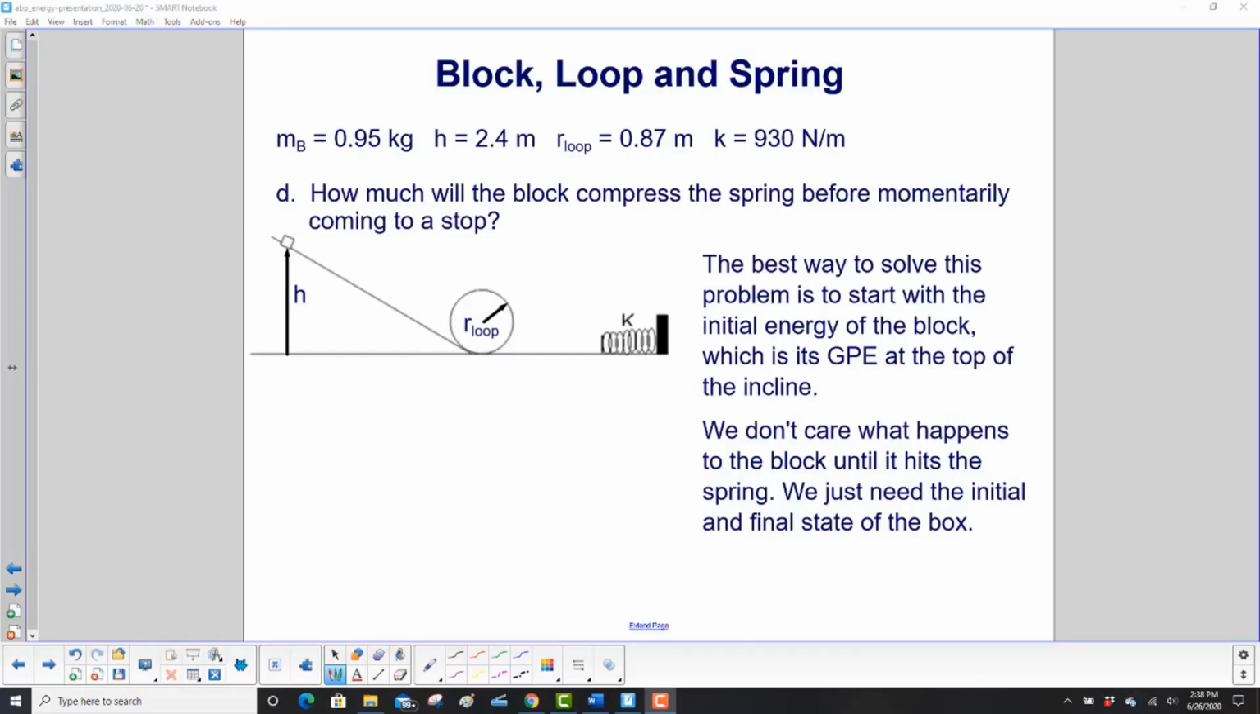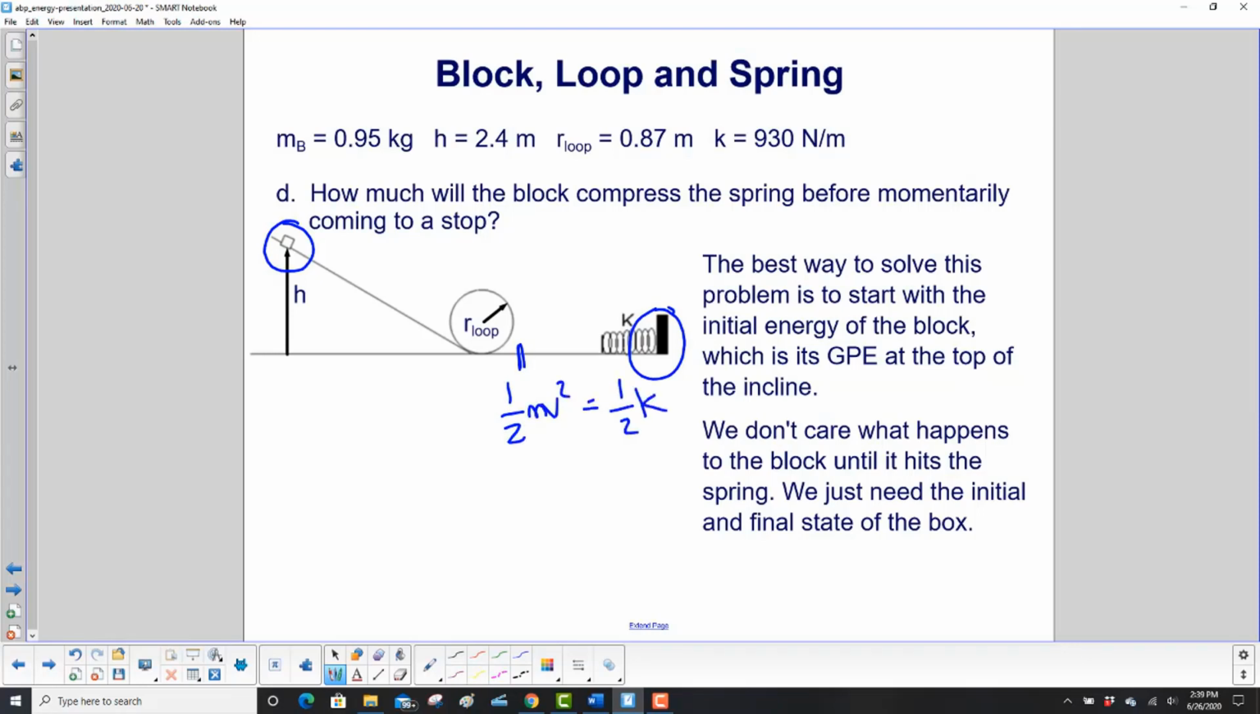How much will the block compress the spring before momentarily coming to a stop? The best way to do this problem, and we still have energy being conserved, is to find the energy here and the energy here when the spring is fully compressed. Now, you could also work from here and set that kinetic energy, 1/2 mv squared, equal to the potential energy of the spring.